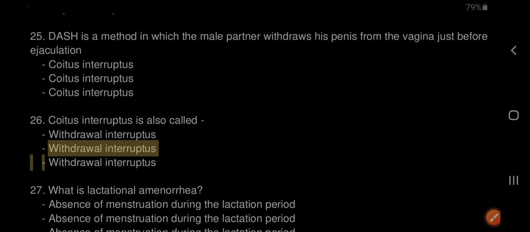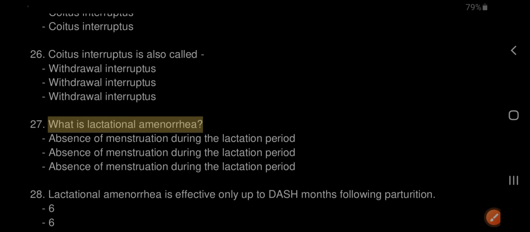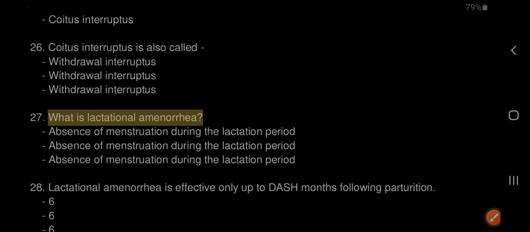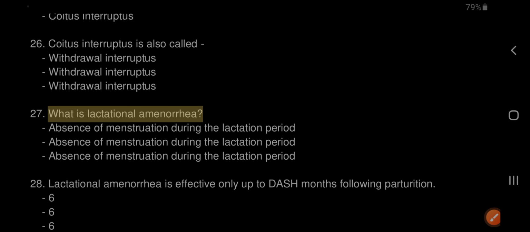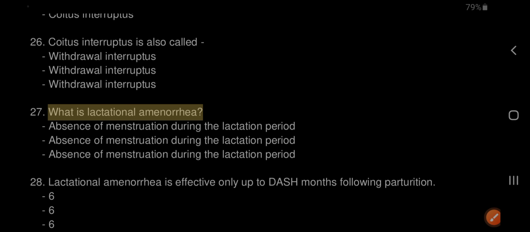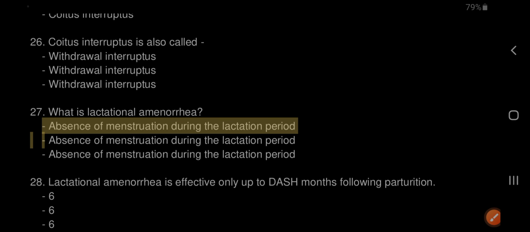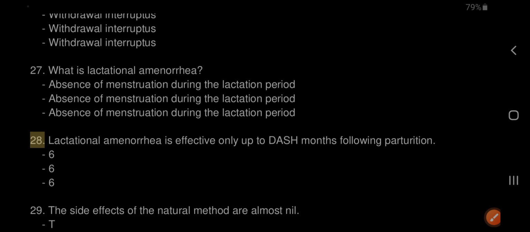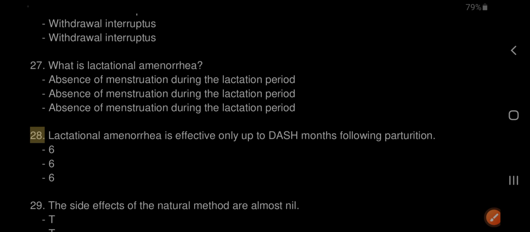27. What is lactational amenorrhea? Absence of menstruation during the lactation period. 28. Lactational amenorrhea is effective only up to 6 months following parturition.